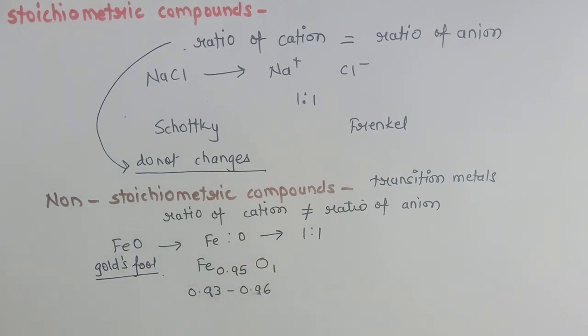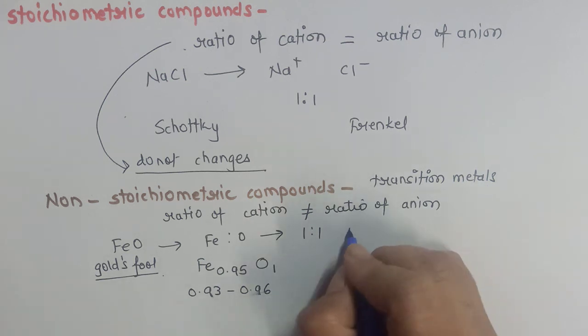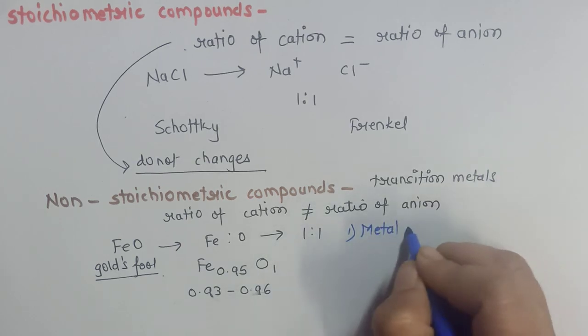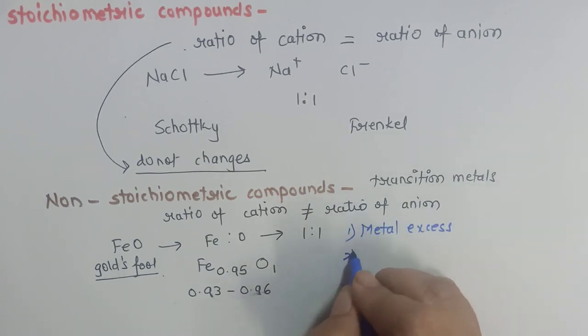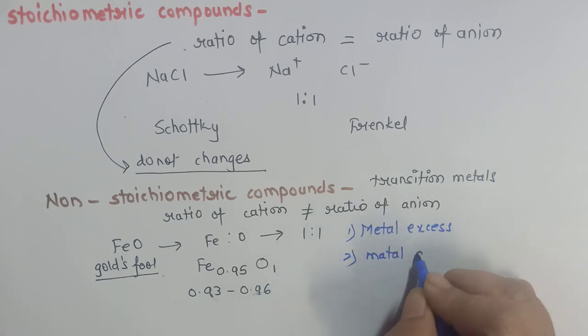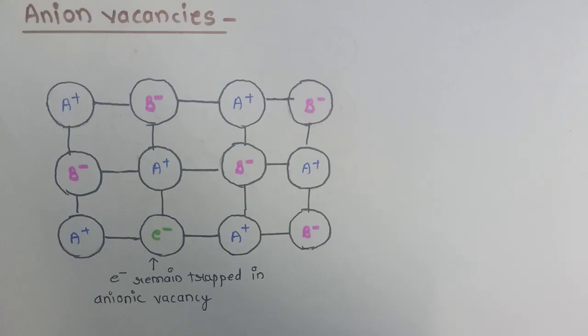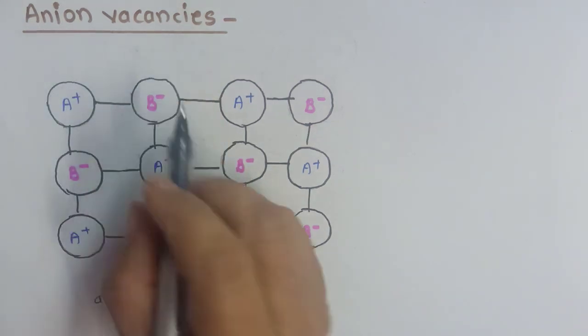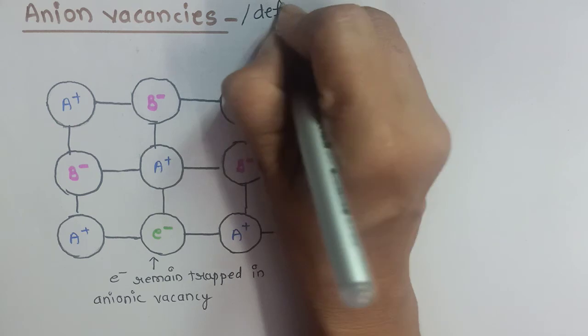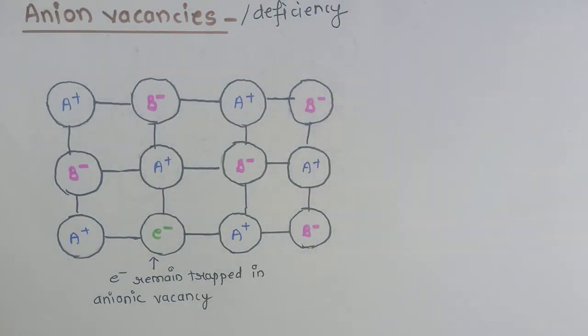Now non-stoichiometric defects are of two types. One is metal excess, that means extra cations, and another is metal deficient, that means there is a deficiency of cations. So we'll be beginning with metal excess first. Whenever I say metal excess, that means the cations are more than the anions, or I will say there are certain anionic vacancies, or there is a deficiency of anions. So we'll try to understand this example here.